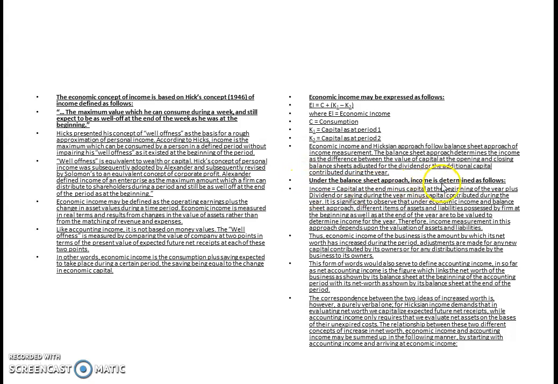So under the balance sheet approach, income is determined as capital at the end minus capital at the beginning of the year. This is applied in the calculation of your economic income. Thus, economic income of the business is the amount by which its net worth has increased, because you're finding out the difference in the capital. Capital at the end minus capital at the beginning. Nothing else but the change in the net worth is taken as your economic income.